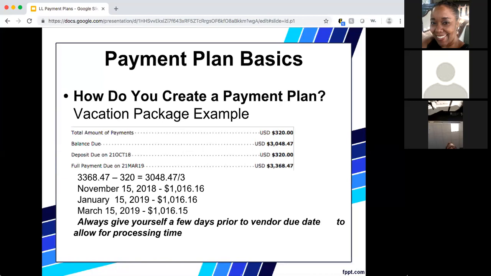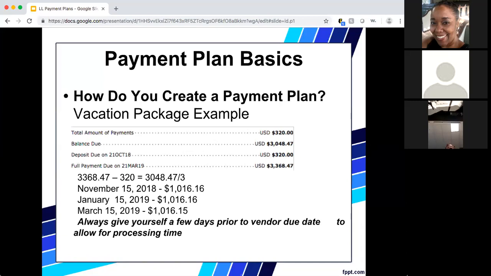These particular clients were going on a honeymoon. So the total cost for the package was $3,368.47. Their deposit was $320. So that leaves a remaining balance of $3,048.47 that needed to be paid by that March date.